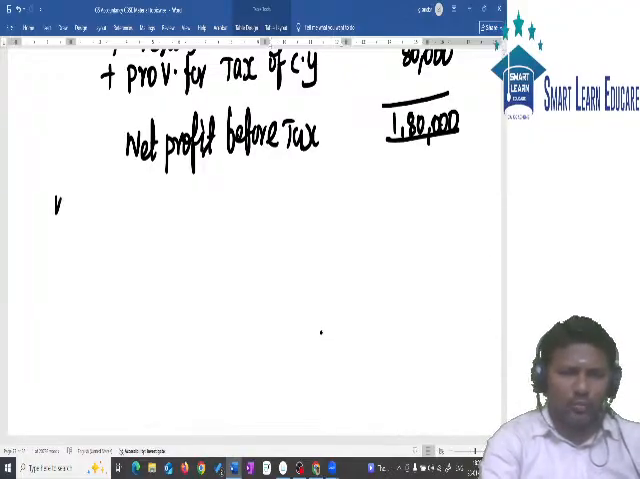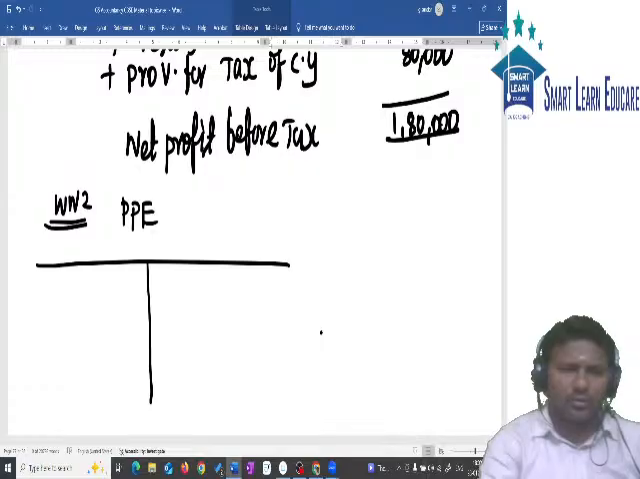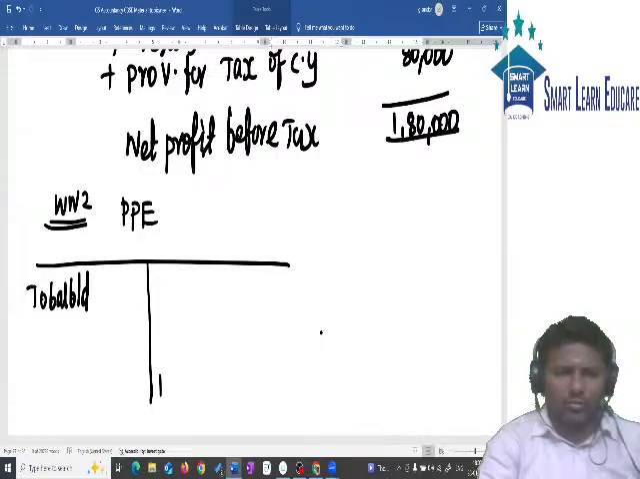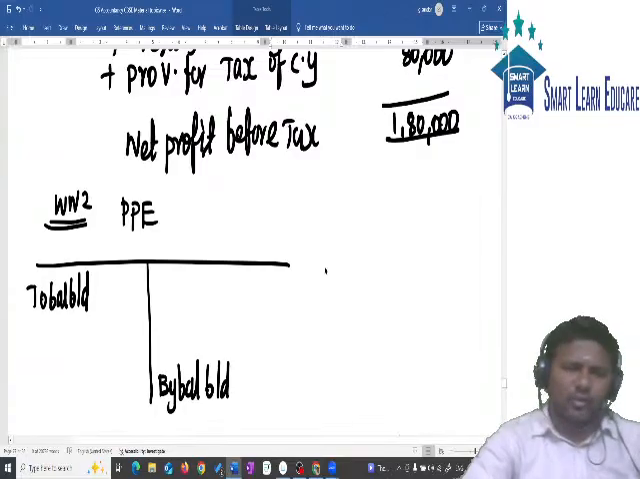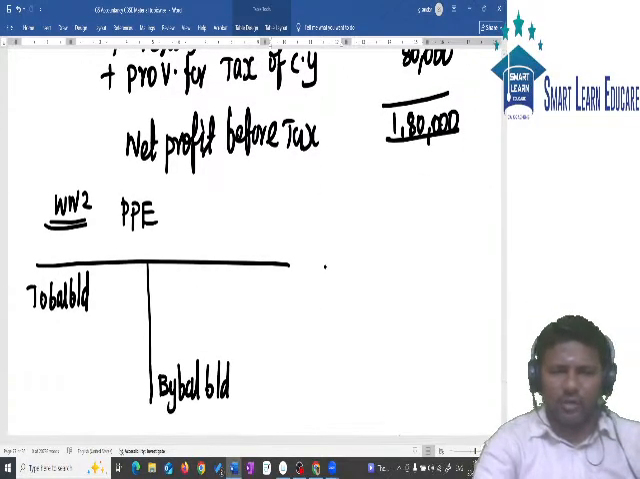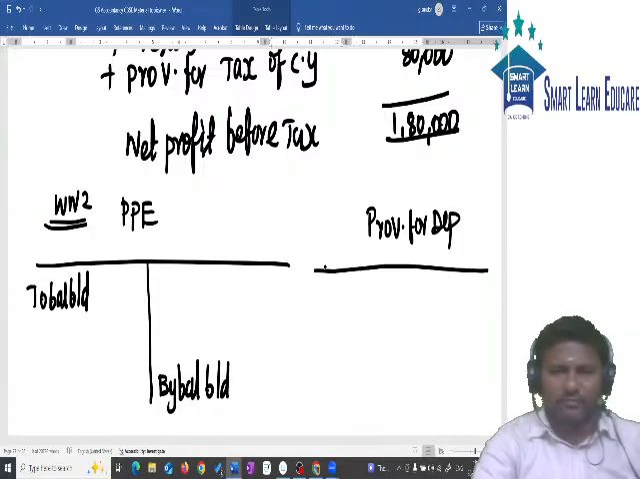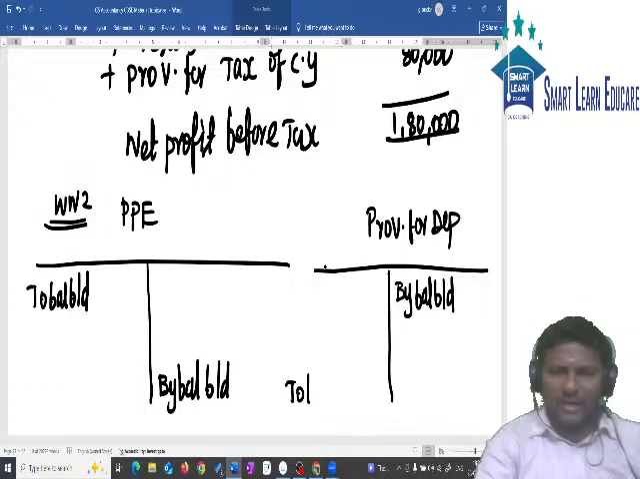Working note number 2, it is PPE. Opening balance to balance brought down. Closing balance by balance brought down. In the same way, provision for depreciation, in other words called accumulated depreciation. Provision is a liability, and a liability will have a credit balance. By balance brought down, and closing balance it is to balance carried down.